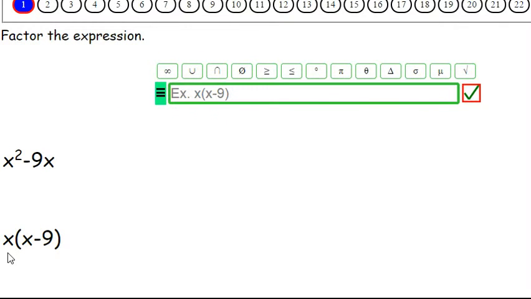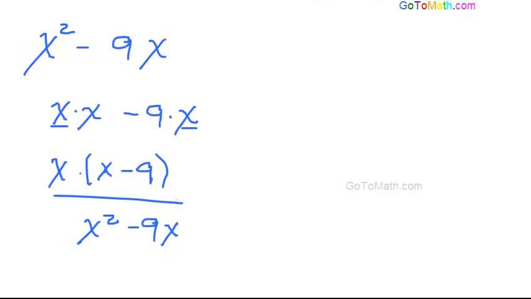Alright. Okay, so I guess what I didn't say is this would be the more standard way that you would actually write this. Now, if I said x minus 9 times x, alright, both of these are actually equal. Okay, they're both equal. Alright, but this is the more standard form here that we'll be writing this in.